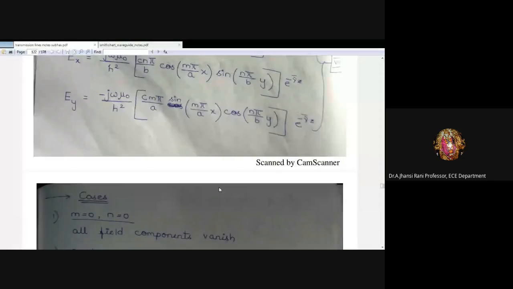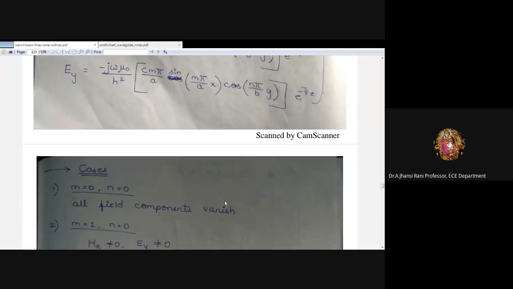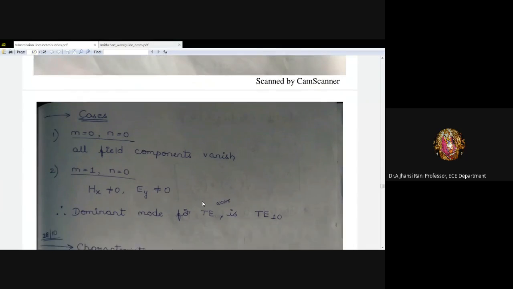In the previous class, we discussed the TE and TM modes, and the field patterns depending upon the mode numbers. The dominant mode for the TE case is TE10, and the dominant mode for TM is TM11. You know the dominant mode. Dominant mode is nothing but the mode which has the lowest cutoff frequency. For TE modes, TE10 is the dominant mode. For TM, TM11 is the dominant mode.